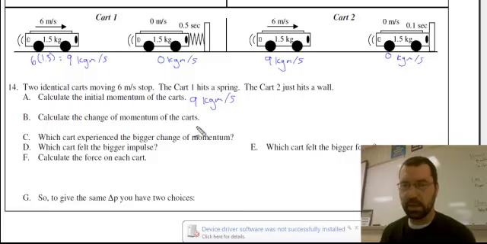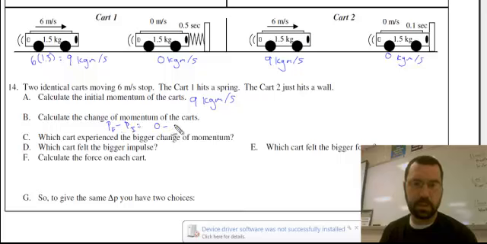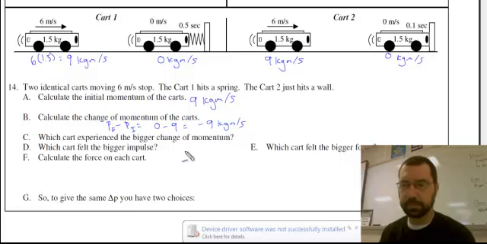Next, we need to calculate the change in the momentum of the carts. So here, let's look at the momentum final minus momentum initial is going to equal 0 minus 9, which equals negative 9 kilogram meters per second. Which cart experienced the bigger change in momentum? It was the same for both.